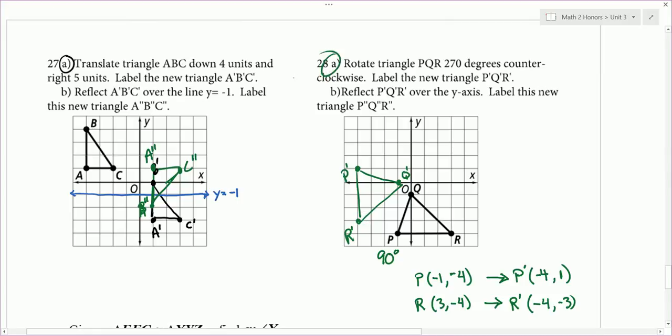Part B, reflect that image over the y-axis. So y-axis, Q prime is 1 to the left, so we're going to go 1 to the right. That's Q double prime. P is 1, 2, 3, 4 to the left of the y-axis, so we go 1, 2, 3, 4 to the right of the y-axis. And R is also 4 to the left, so we go 4 to the right. Same height. And that is our reflection across the y-axis.